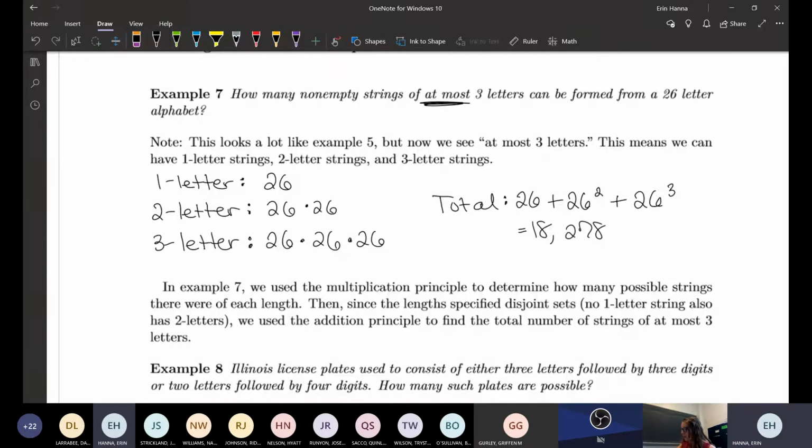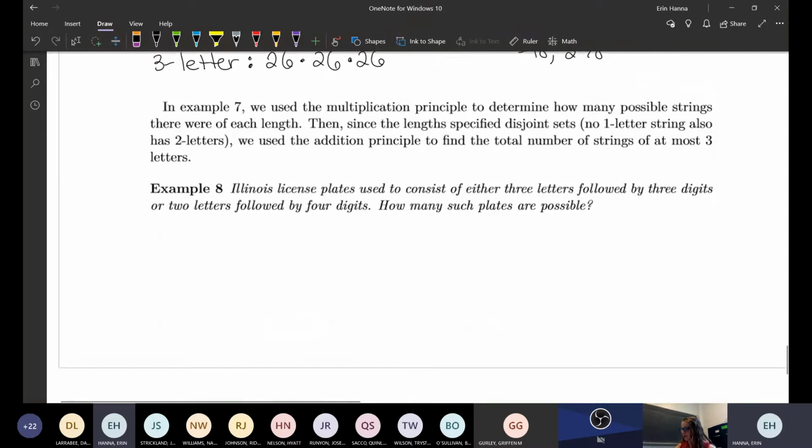Okay. I actually want you to think about this before I write the answer down. So I'm going to sit in awkward silence for a minute and a half while you think about the answer to this one. Illinois license plates used to consist of either 3 letters followed by 3 digits or 2 letters followed by 4 digits. How many plates are possible? I want you to try to figure out the number of plates that are possible.